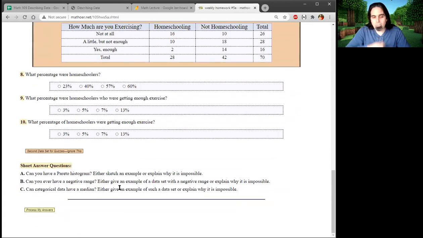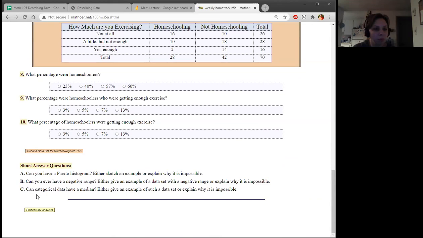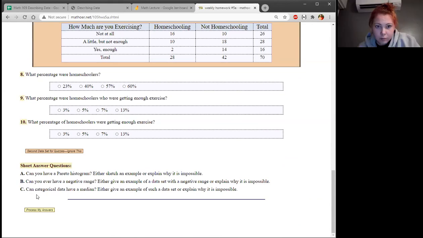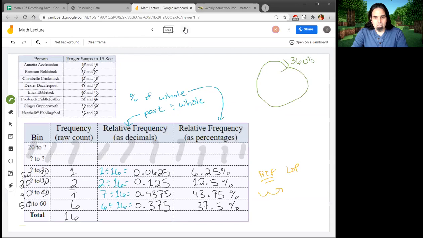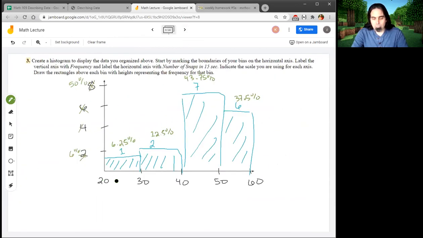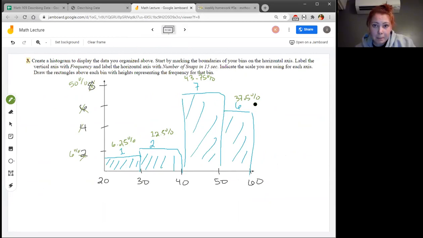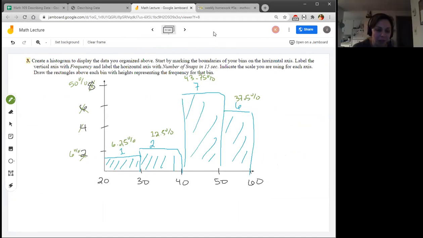Let's do the short answers together. Can you have a Pareto histogram? For this homeschooling and not homeschooling one, or the above ones? Just in general. So we know what a histogram is, right? It's where we have bins that are numbers on the bottom. So can we have a Pareto histogram? Wouldn't a lot of data be lost?